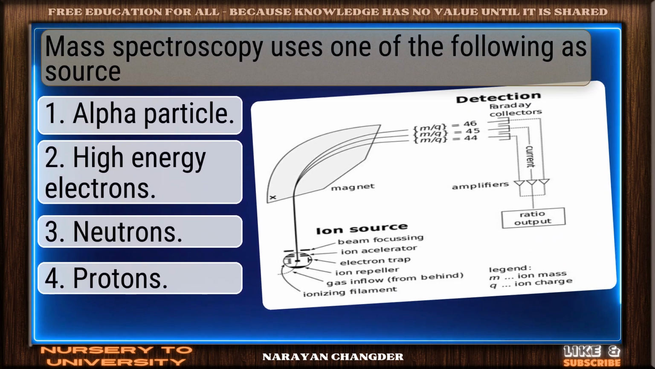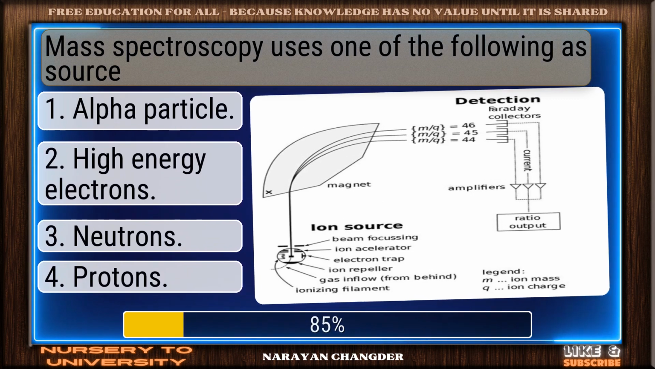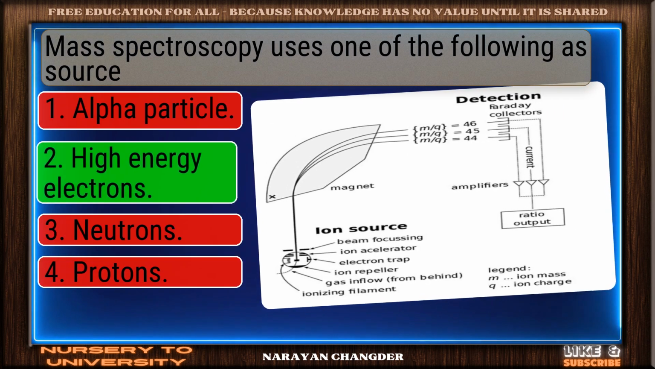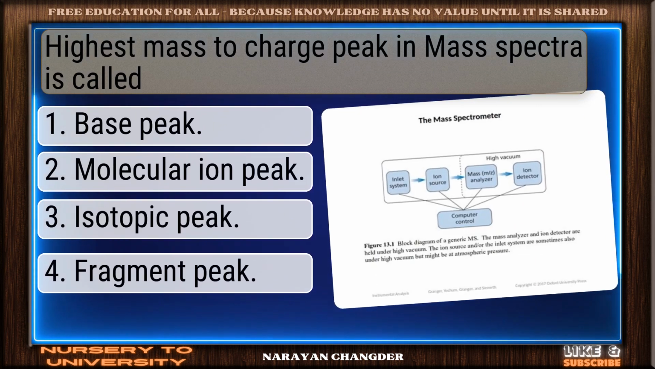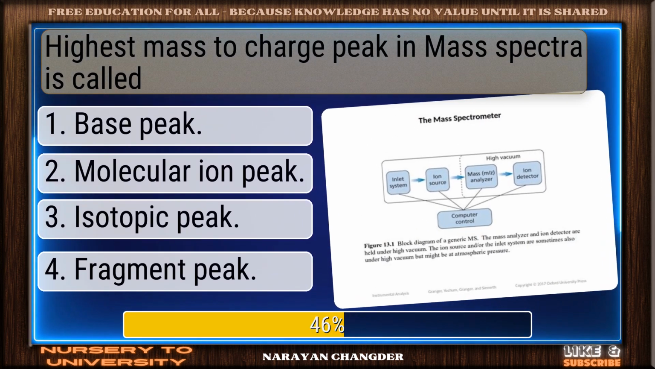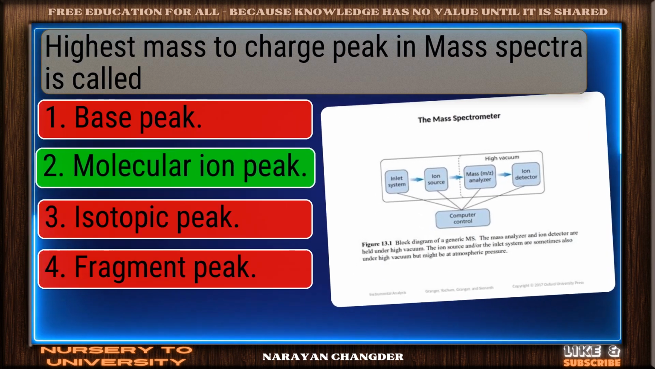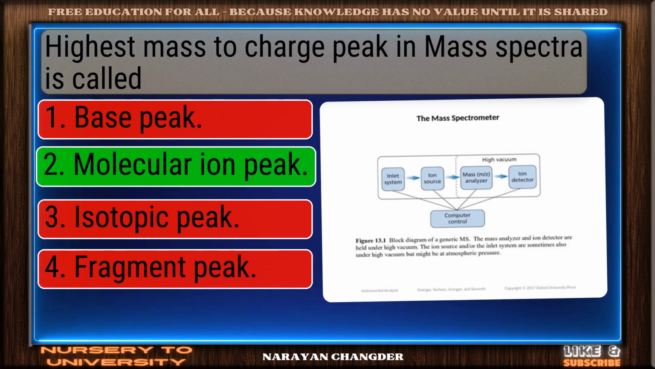Mass spectroscopy uses one of the following as source. Perfect. High-energy electrons is the correct choice. Highest mass to charge peak in mass spectra is called. Correct response. Molecular ion peak is the most accurate answer.